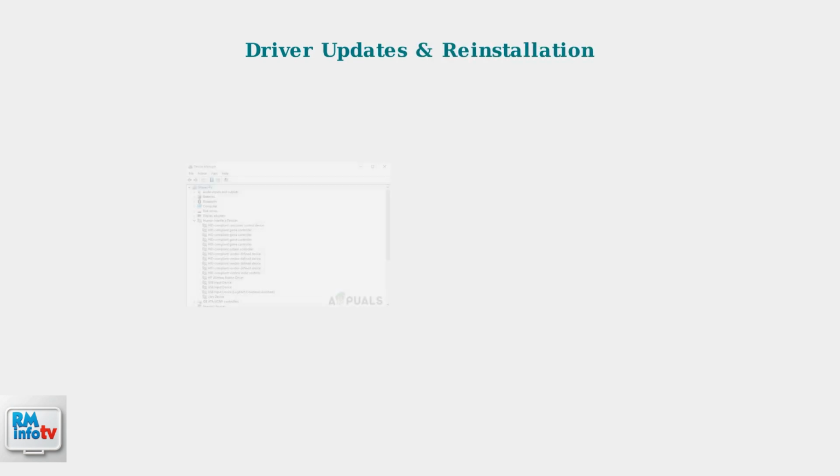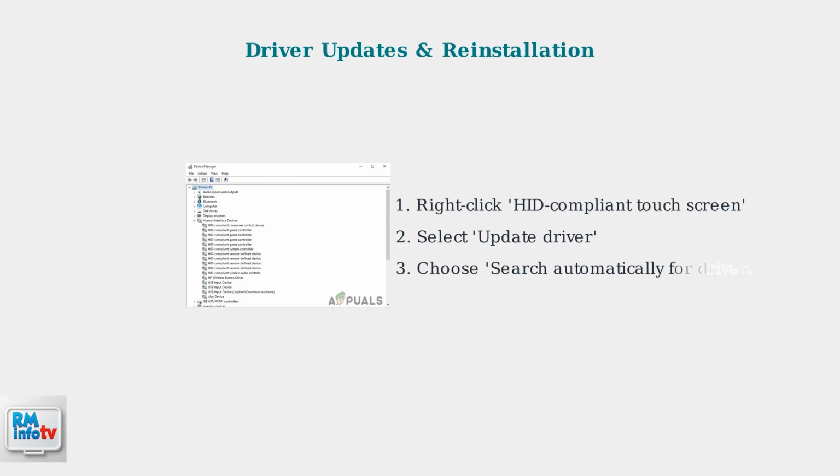When basic enabling doesn't resolve your touchscreen issues, the next step is driver troubleshooting. This involves updating or completely reinstalling the touchscreen driver through Device Manager. In Device Manager, locate the Human Interface Devices section and find HID compliant touchscreen. Right-click on it and select Update Driver. Then choose Search Automatically for Drivers.